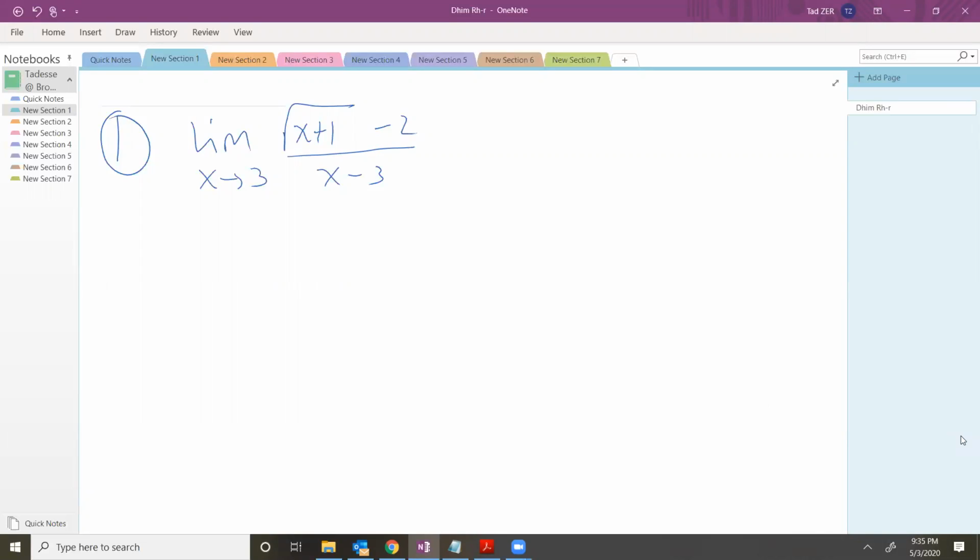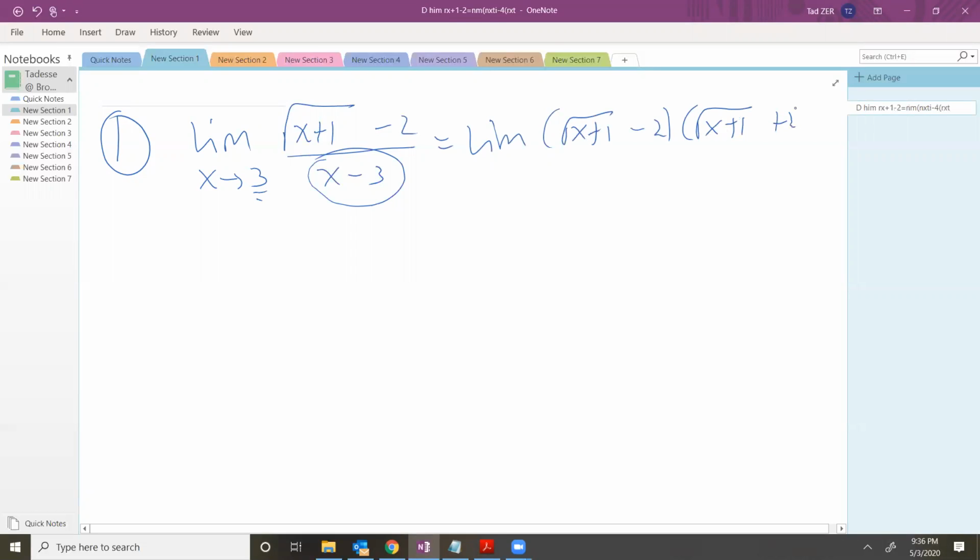Whenever you are given a limit of an expression involving a radical, what you need to do is, of course, plug in x equal to 3, and it will make the denominator 0. A number over 0 is undefined. So you have to rationalize the numerator. How do you rationalize it? You just multiply by the conjugate. What is the conjugate of radical x plus 1 minus 2? The conjugate is radical of x plus 1 plus 2. That's what you need to do.